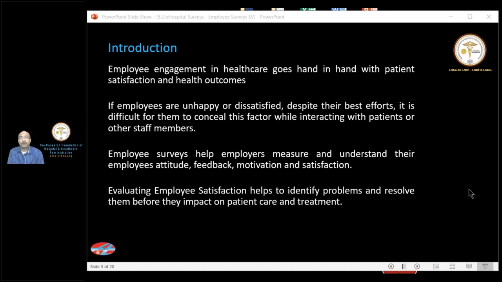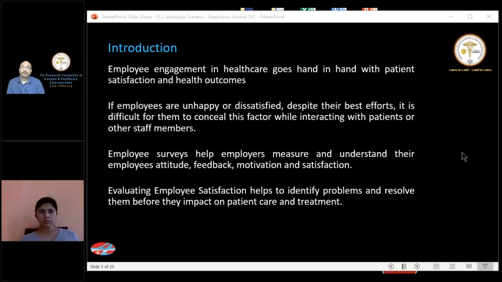Therefore, if the employees are motivated, it shows in their behavior and conduct with the patients, and it also improves the patient's experience. So the satisfaction and the outcomes are directly linked with the motivation levels of the hospital employees.